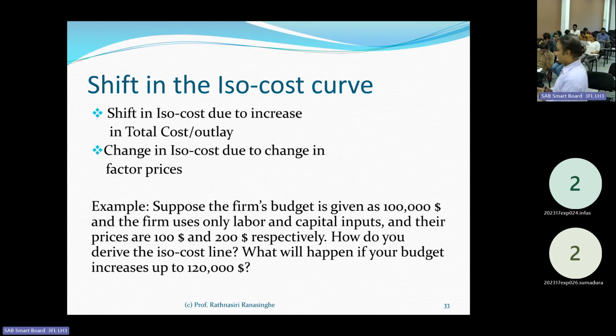Those who are online, can you hear me? Are you there? Yes, sir. Yes, sir. Can you do this example quickly? Okay. You can tell me the answer.